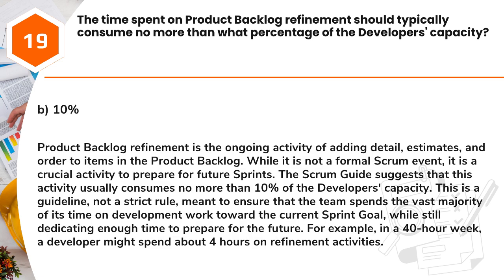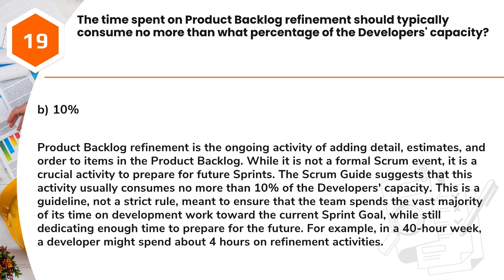Answer: B. 10%. Product backlog refinement is the ongoing activity of adding detail, estimates, and order to items in the product backlog. While it is not a formal Scrum event, it is a crucial activity to prepare for future sprints. The Scrum Guide suggests that this activity usually consumes no more than 10% of the developers' capacity.